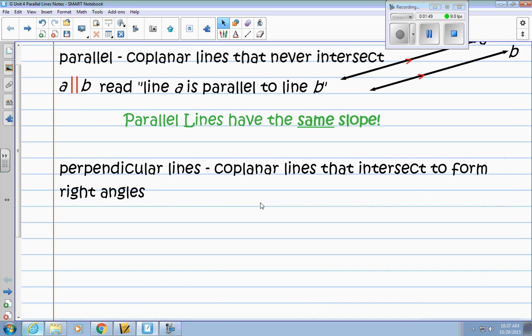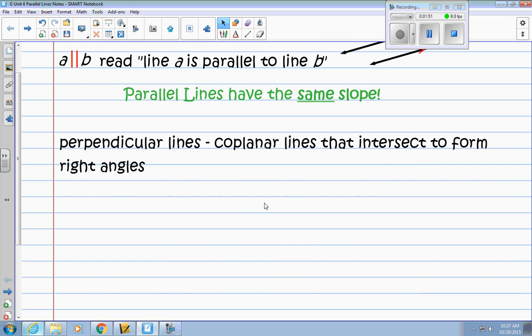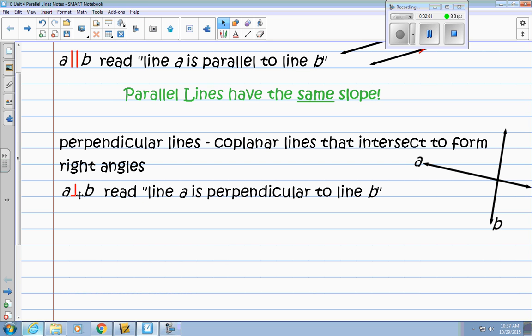Perpendicular lines are coplanar lines that intersect to form right angles. They look something like this. So we have a symbol. We could say A is perpendicular to B using this kind of symbol that looks like two perpendicular lines, or lines that intersect in an upside down T. And to show that two lines are perpendicular, we use our right angle symbol in any one of the corners, or angles, I should say.